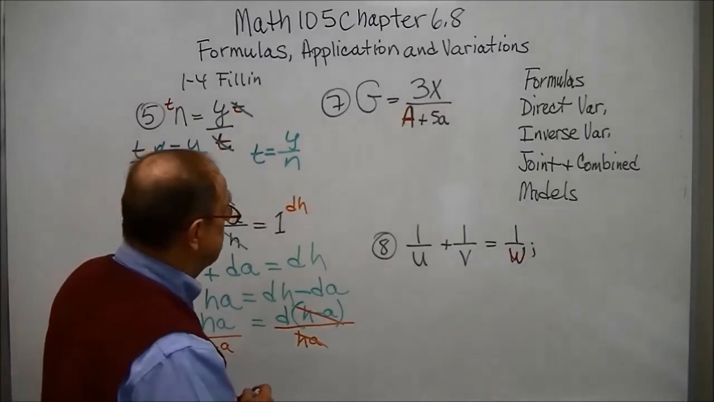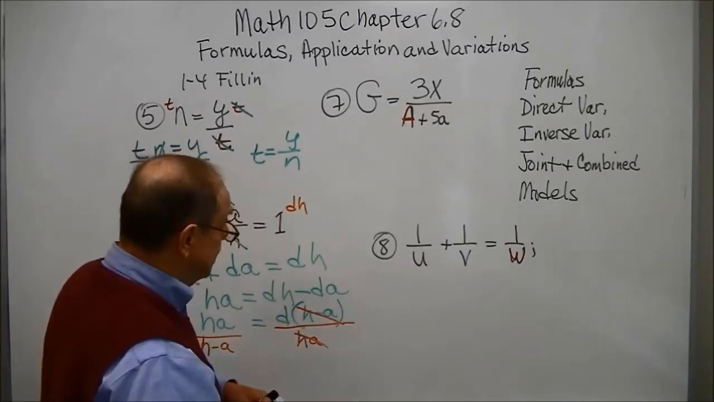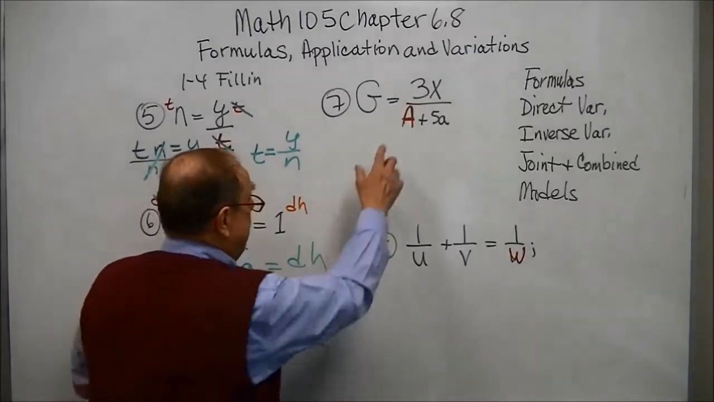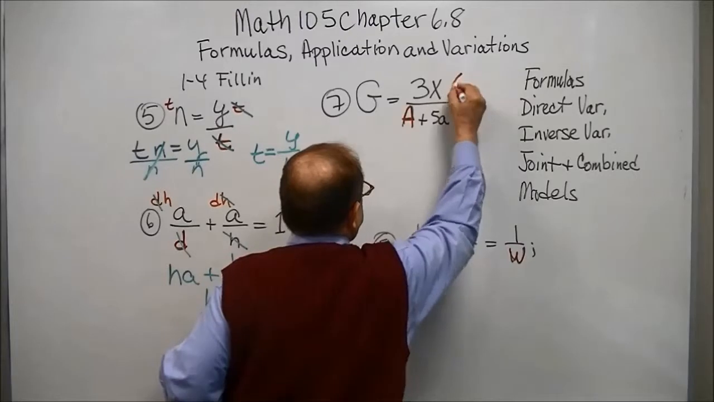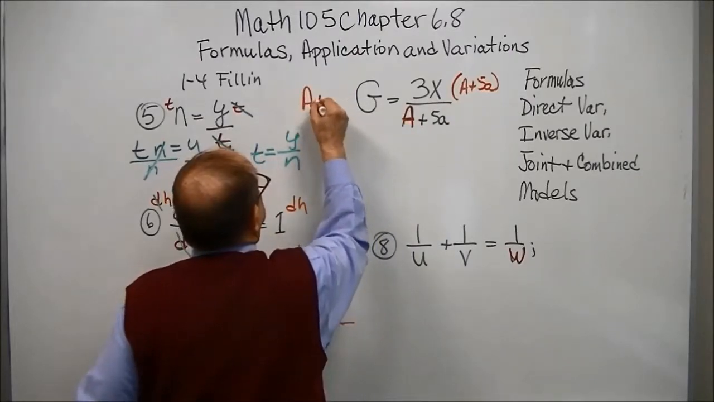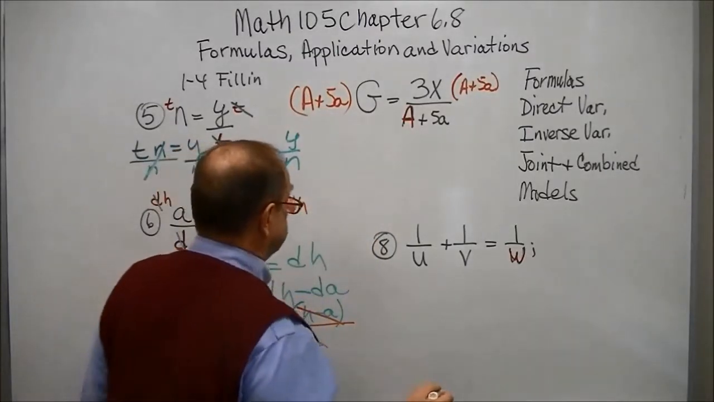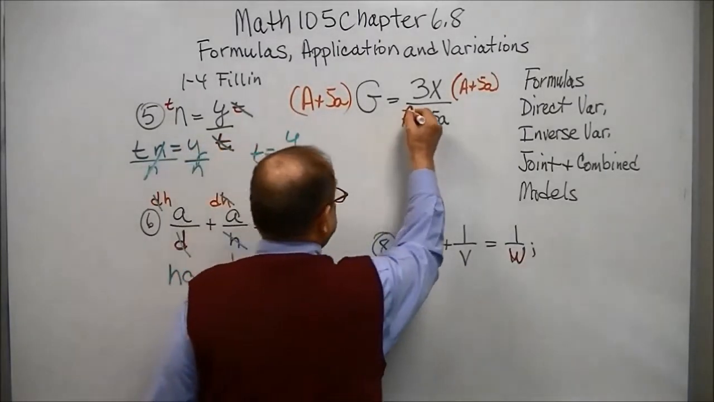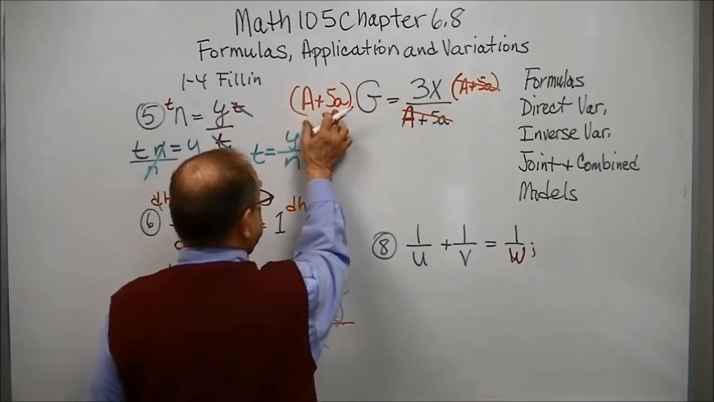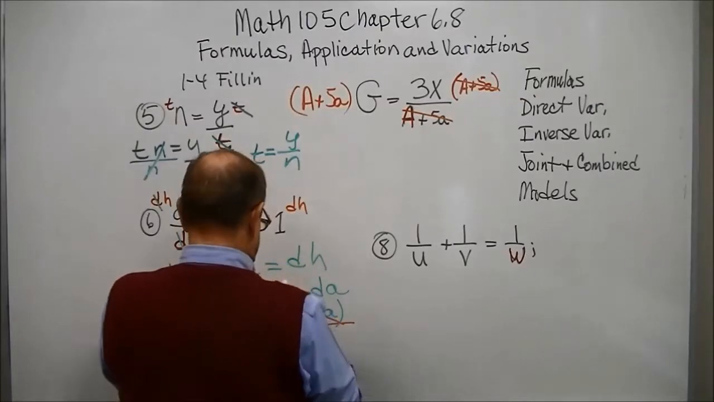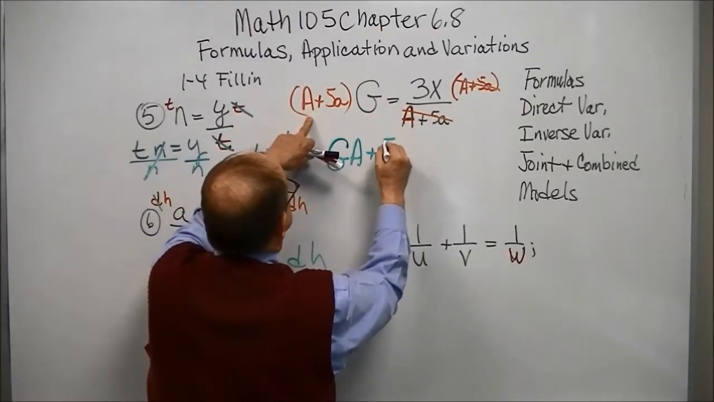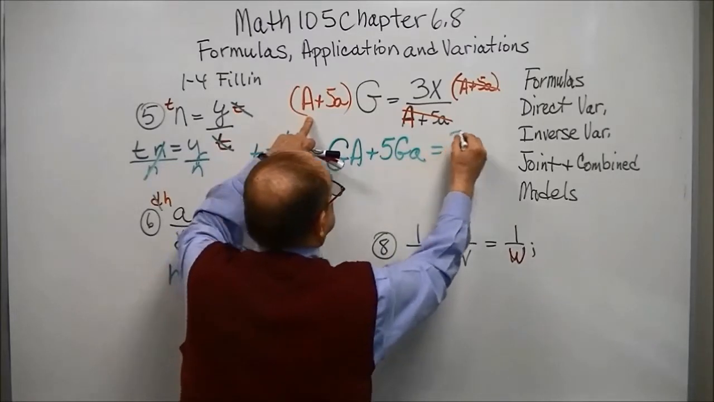In number 7, again, we're going to multiply both sides by the lowest common denominator, which is A plus 5A. So we'll multiply this side by A plus 5A. Get that out of there. So here, this disappears. And now what I'm going to do is multiply these two terms by the g. So I get GA plus 5GA equals 3x.